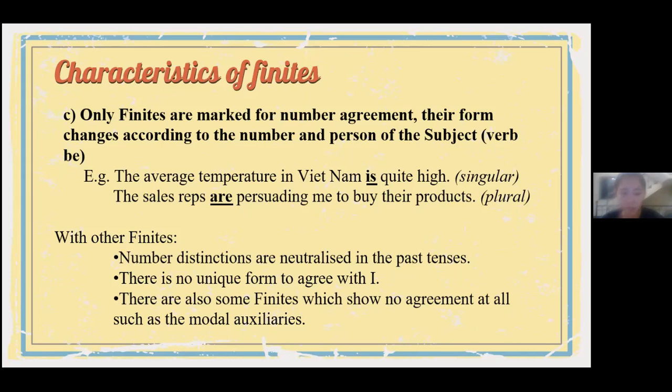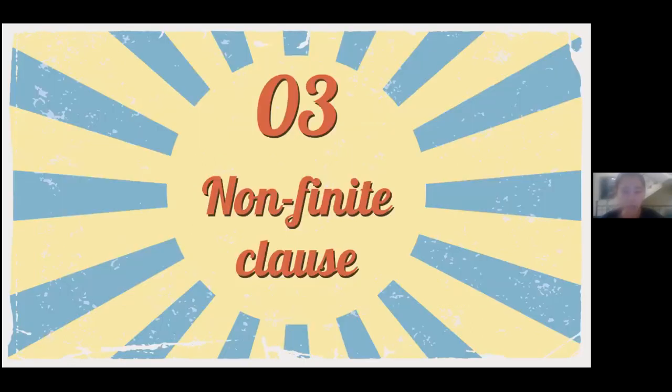You have to remember some points in this part. The first one is that number distinctions are neutralized in the past tenses. There's no unique form to agree with I, and also there are some finites which show no agreement at all, such as the modal auxiliaries. So the next part is from my partner. She will tell you about the next part.